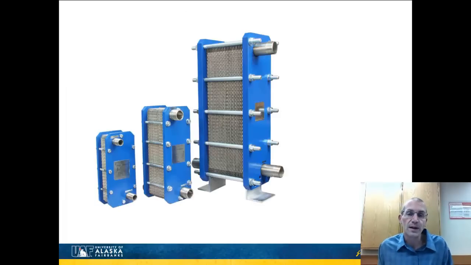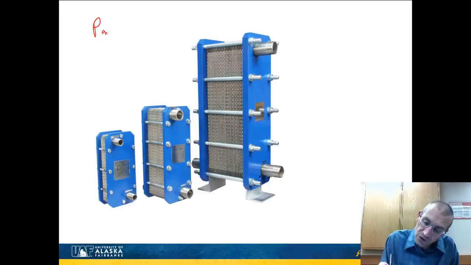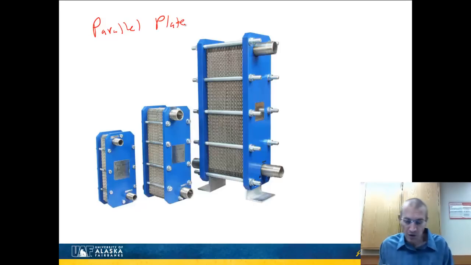Here's another type of heat exchanger you'd run into in the food and beverage industry. This is called a parallel plate heat exchanger. They're showing here three different sizes of them. But what they are is a whole bunch of little thin plates that are sandwiched together, and these bolts just hold them together so that they don't leave.